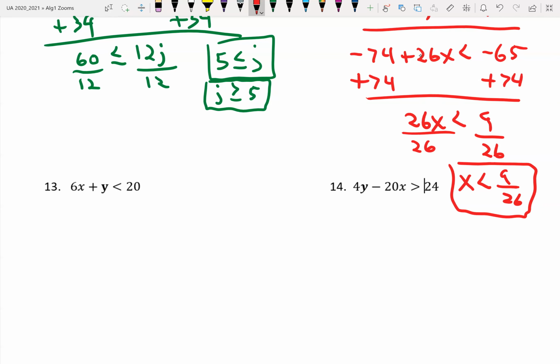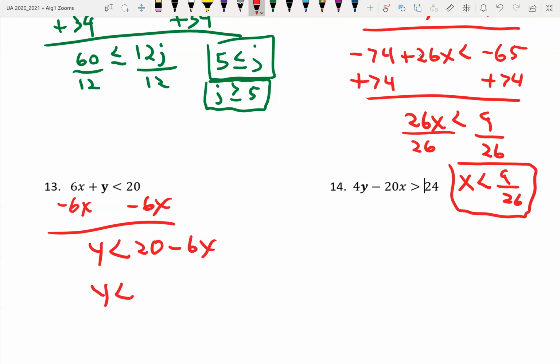Number 13, solving for y. We'll subtract 6x on both sides. And this one's over. Y is less than 20 minus 6x. An equivalent statement would be y less than negative 6x plus 20. Either of these would be correct.